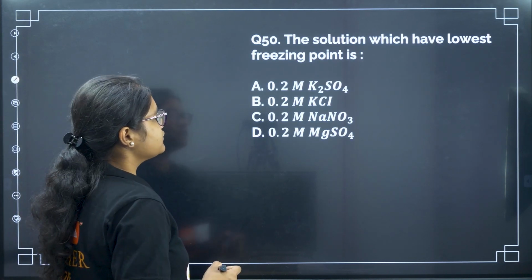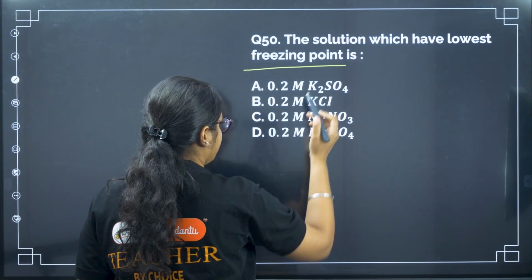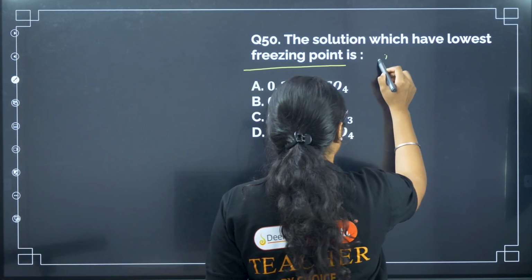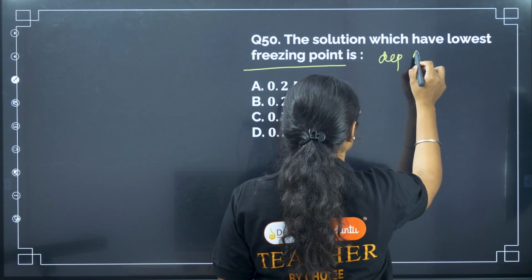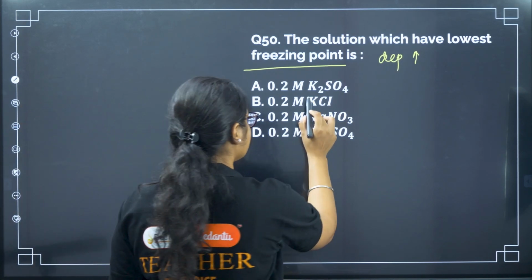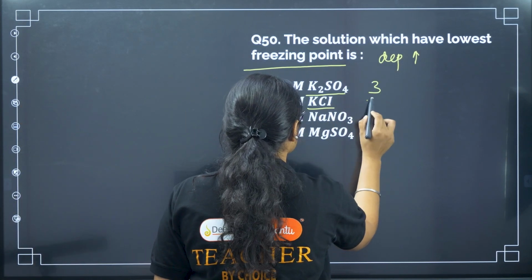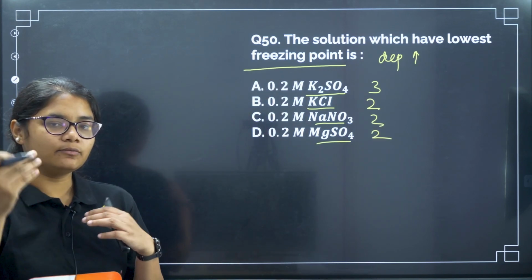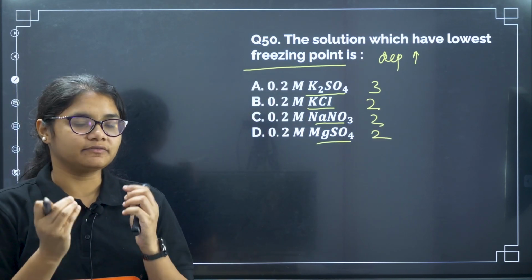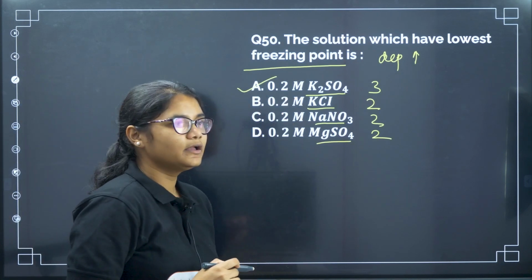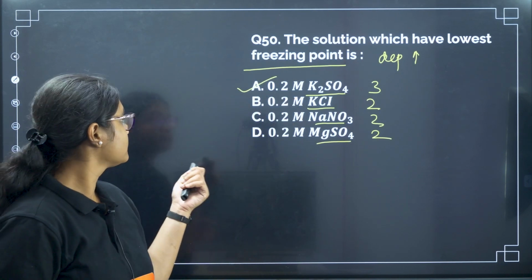Next, the solution which has the lowest freezing point. The freezing point will be lowest, meaning the depression should be maximum. The i value will be the same. Here the i value is 3, here it is 2, here it is also 2, and here also 2. The more the i value, the more the depression, and the more the depression, the lower the freezing point. So the correct answer for this question will be option A.